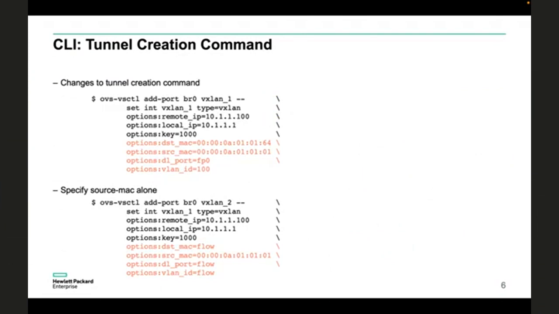and VLAN ID. I'm using these keywords as they are the same ones which are used elsewhere. And in this second example, user is trying to create a VxLAN tunnel VxLAN2 by specifying source MAC address alone. And user expects to derive the rest of the fields from the OpenFlow rules.